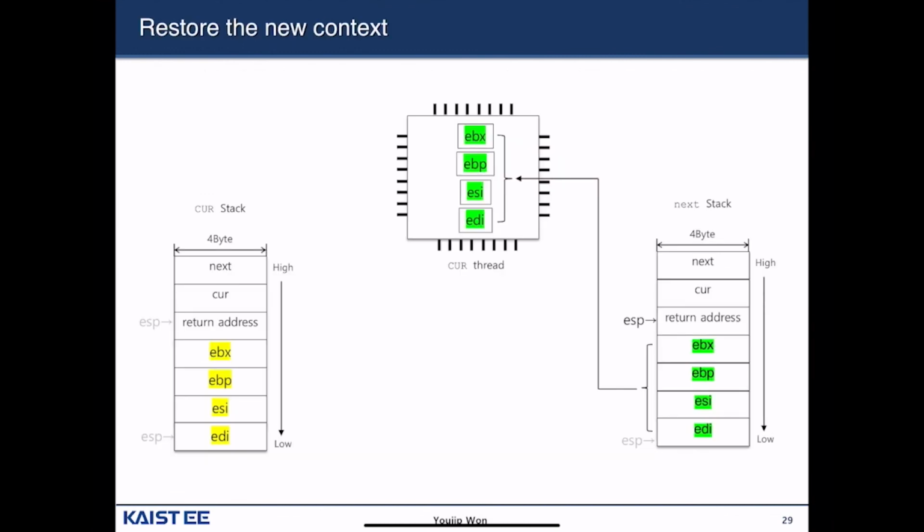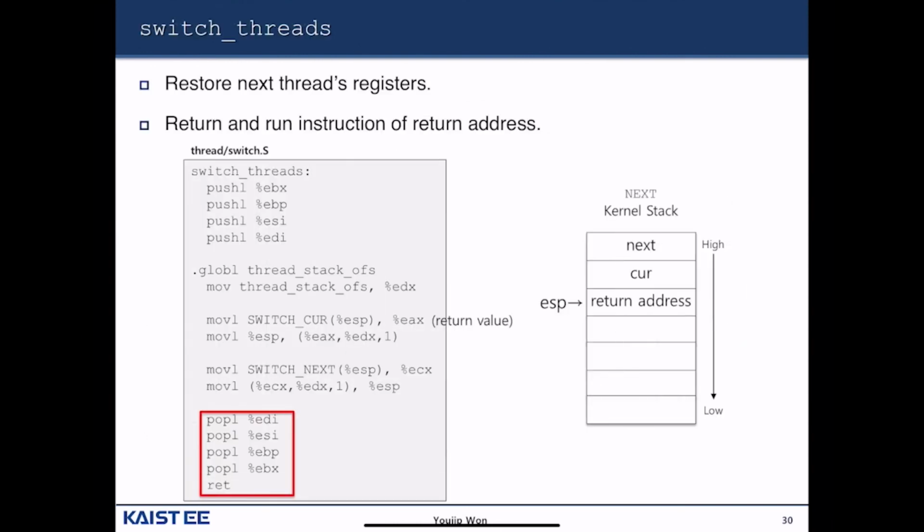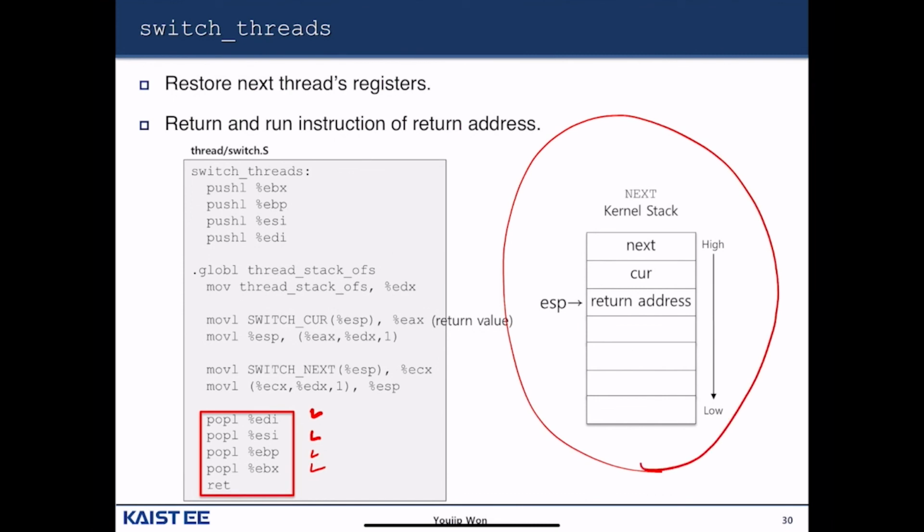After switching the stack pointer to the new stack top, it pops 4 register values and restores them to the 4 registers: EDI, ESI, EBP, and EBX. As a result of popping the 4 register values, the stack top pointer is updated to this location. So it performs 4 pop instructions, and then the kernel stack of the next thread is now updated like this. This is how we switch the 2 threads.